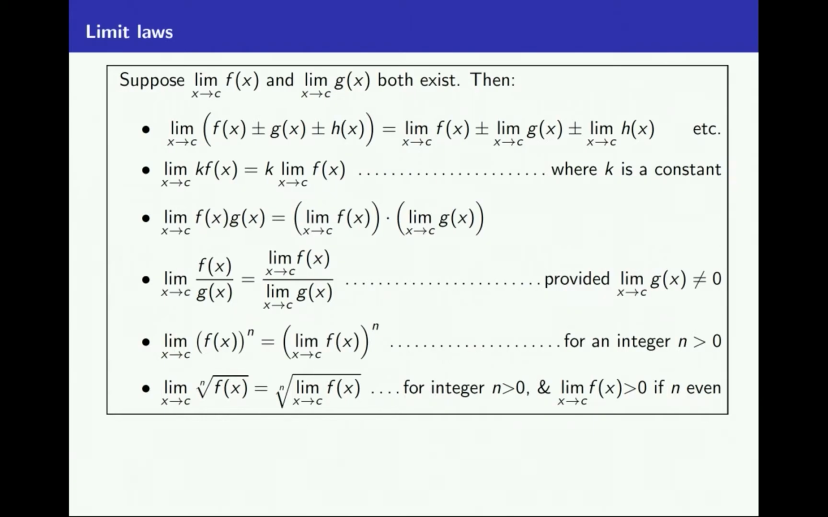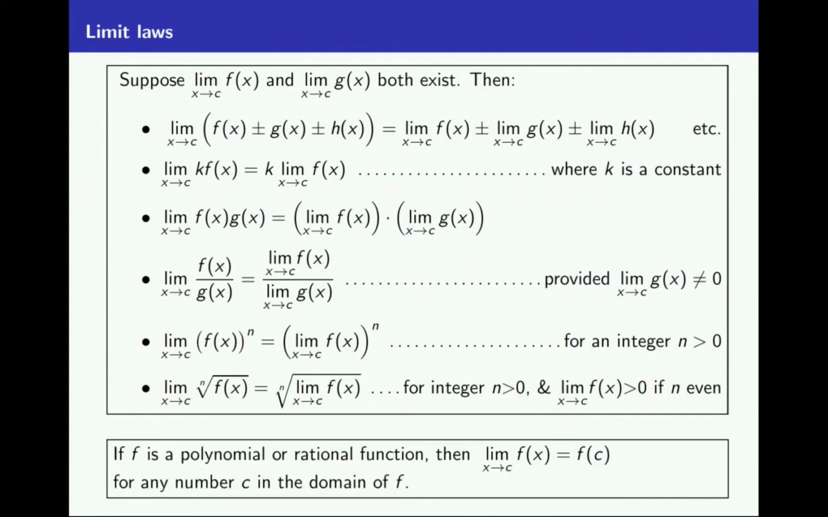So these are the limit laws as introduced in our previous lecture. We had a couple of theorems that fell out of these limit laws. If f is a polynomial or a rational function, then the limit as x approaches c of f of x equals f of c for any number c in the domain of f. So in other words, if you're working out the limit of a polynomial or a rational function, the limit as x approaches c of f of x, to get an answer, you just plug in c for x. And that's nice.